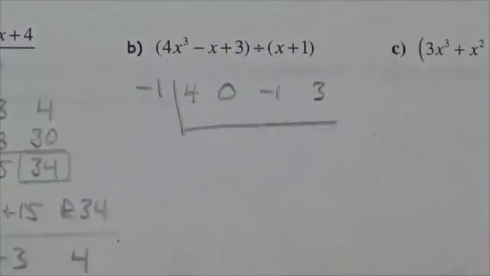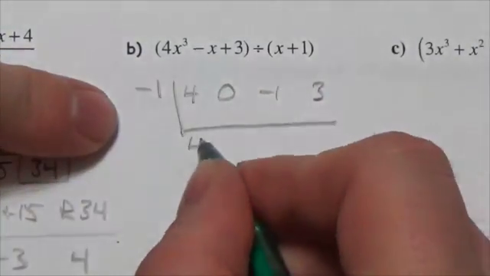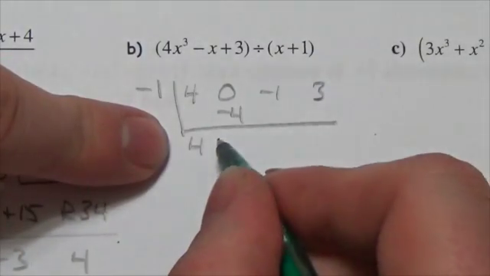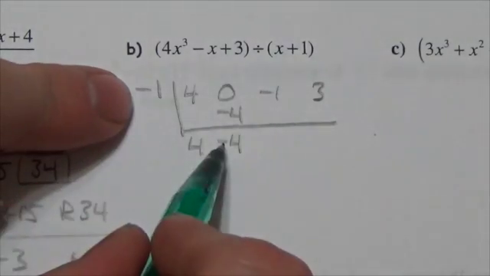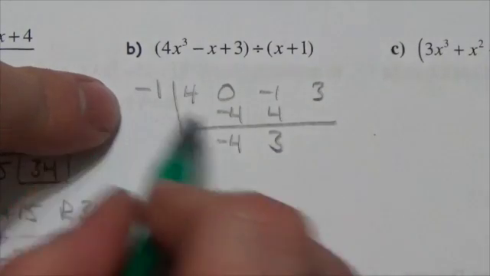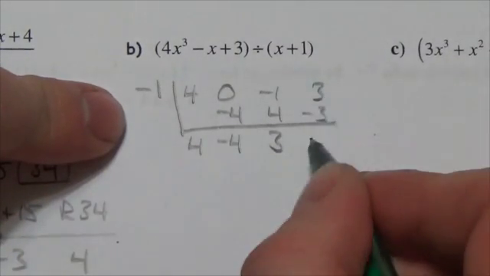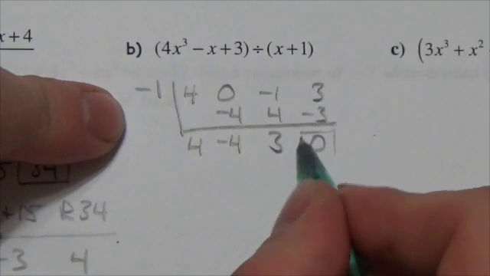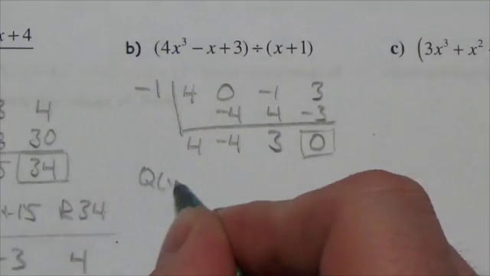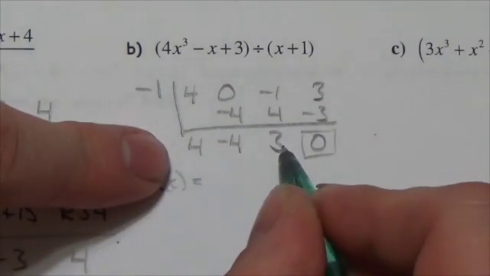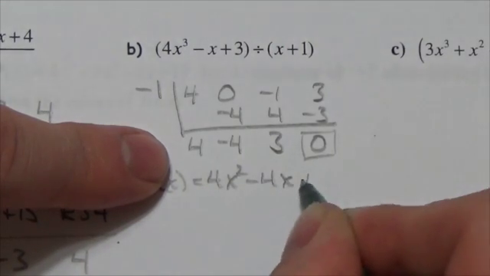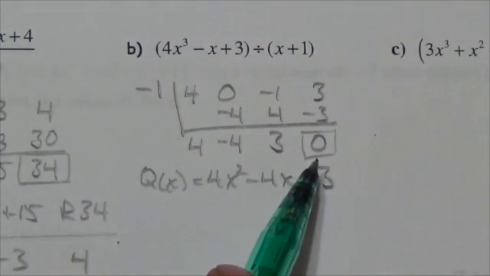Okay, and then the procedure is this. Bring down the first number. Multiply. Add. Multiply those two, I get 4, add, and I'll get 3. Multiply, and I get negative 3, add, and you get 0. Okay, so my remainder is 0. My quotient is going to end up being, okay, here's my constant, linear, quadratic, so 4x squared minus 4x plus 3. Now, my remainder was 0.